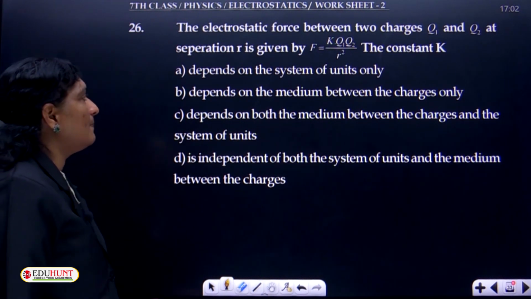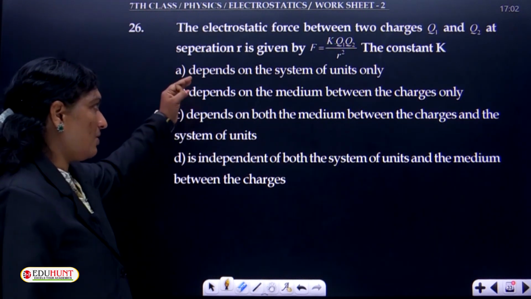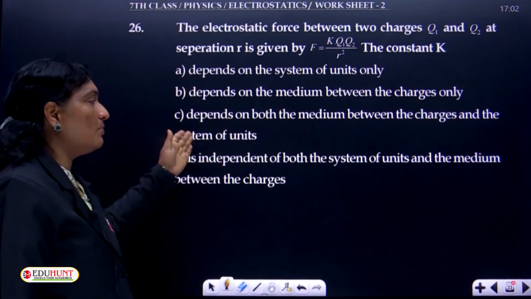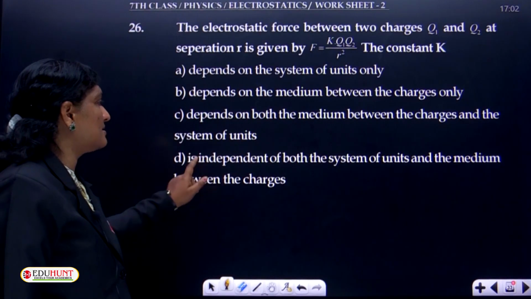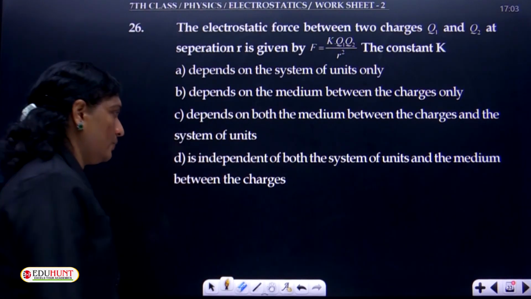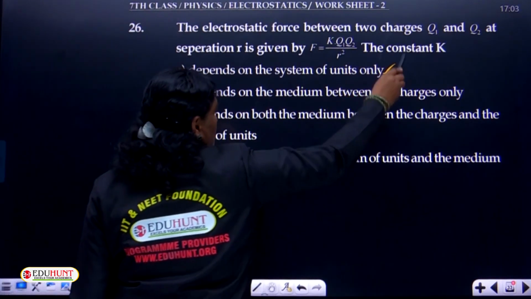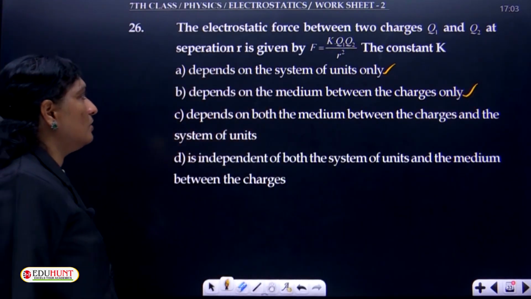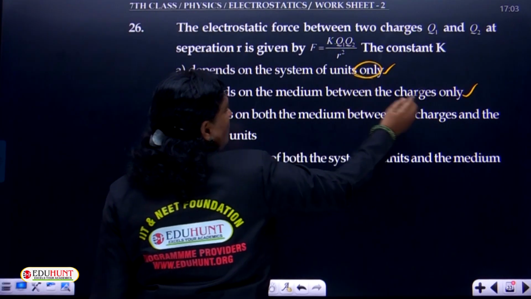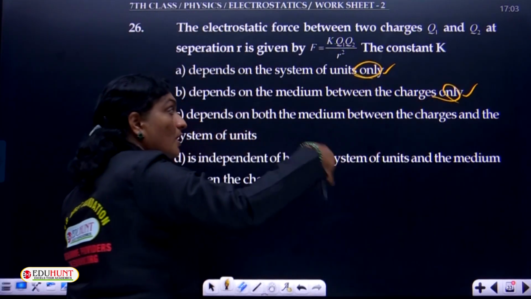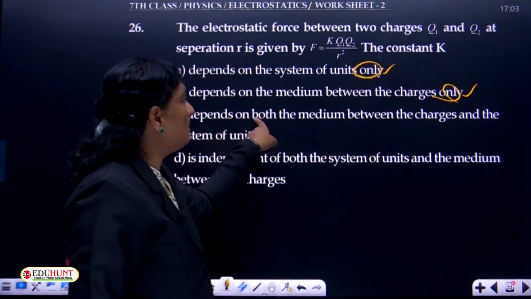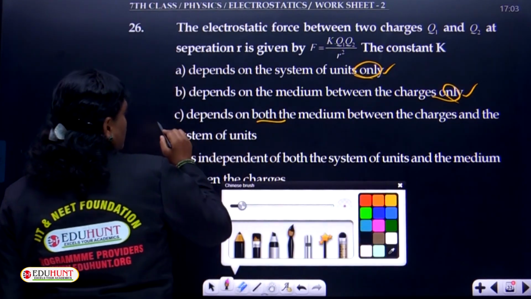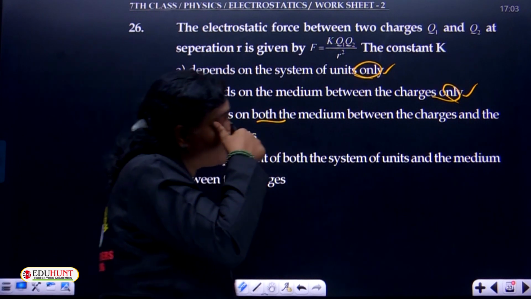The constant K depends on the system of units only, depends on the medium between the charges, depends on both medium between the charges and the system, or is independent of both. No. It depends upon the system as well as the medium between the charges. So, not only one, so this option fails. Depends on both. Yes, this must be the correct one. That is, the correct option is option C.